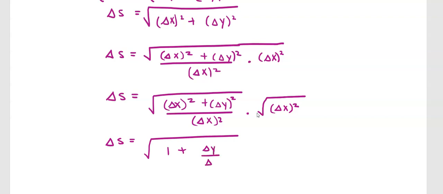And you know what? I think I'm going to take this delta y over delta x and actually put the square on the outside, using some of our power rules there. Okay, so what have we here? This is the distance for our little line segment, and it is equal to the square root of 1 plus delta y over delta x squared times delta x.